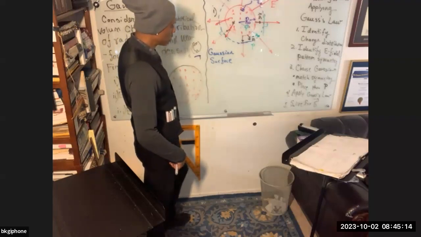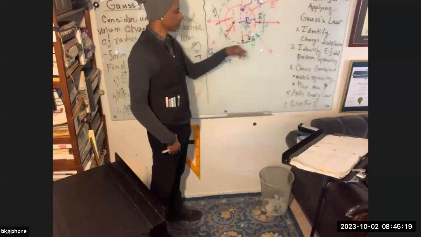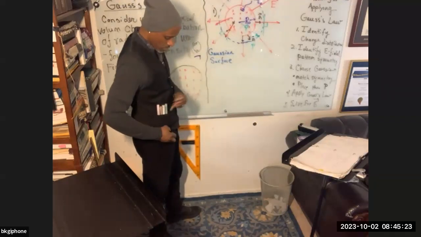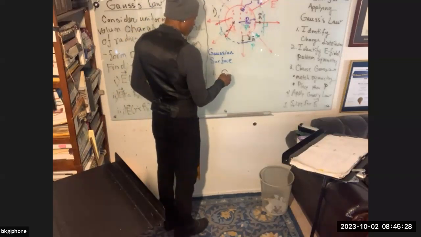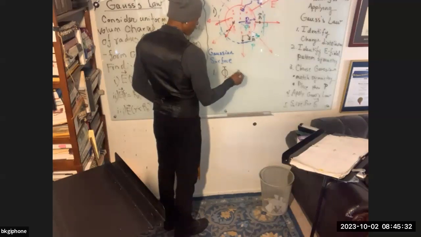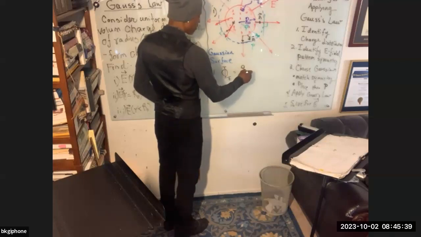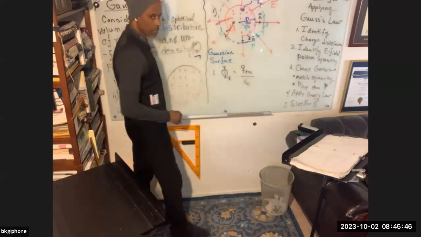Now, apply Gauss's law to that Gaussian right there. So what is Gauss's law? Gauss's law states that the electrostatic flux through a closed Gaussian surface is equal to the total charge enclosed inside that surface divided by epsilon naught. That's Gauss's law.